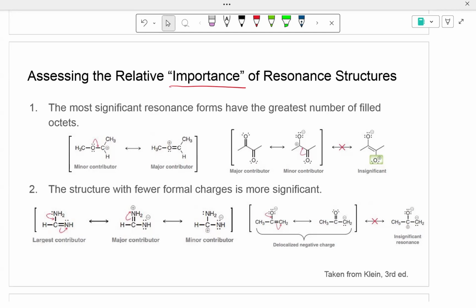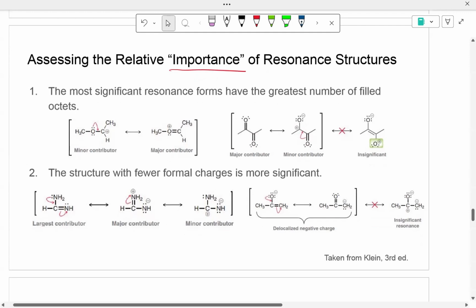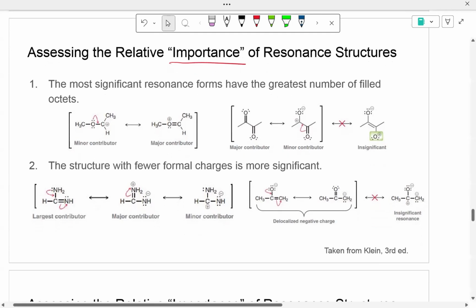And so what we're going to go through is a series of rules, so to speak, and these go in the order that I present them, meaning an order of importance. So rule number one, you start there first. And then if nothing is different from there, you go to number two, and so on. So number one here is the most significant resonance forms have the greatest number of filled octets.